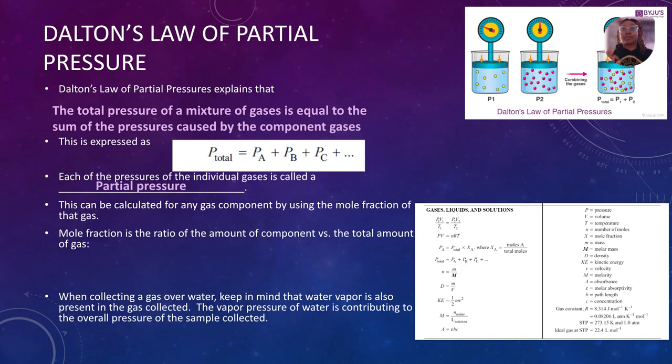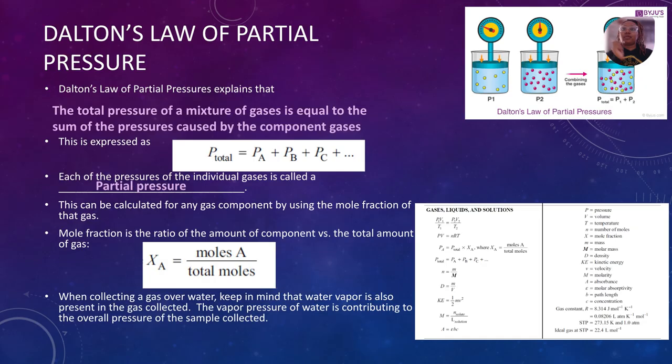Okay, so for example, if I had an oxygen gas, a nitrogen gas, and a chlorine gas all in the same container, then I can literally get each individual pressure, right? And I have the total pressure, okay? So that's partial pressure. The way I can find the partial pressure is by using the mole fraction.